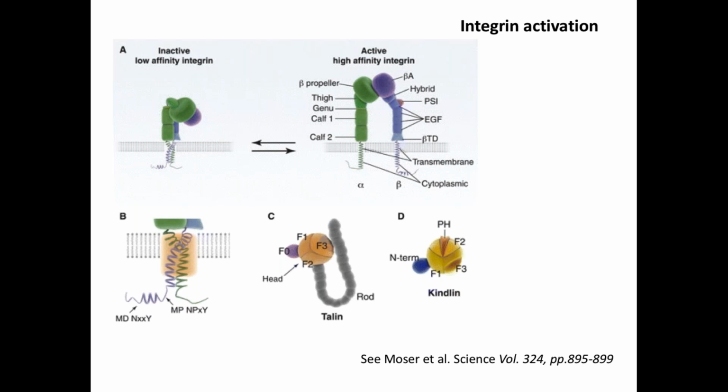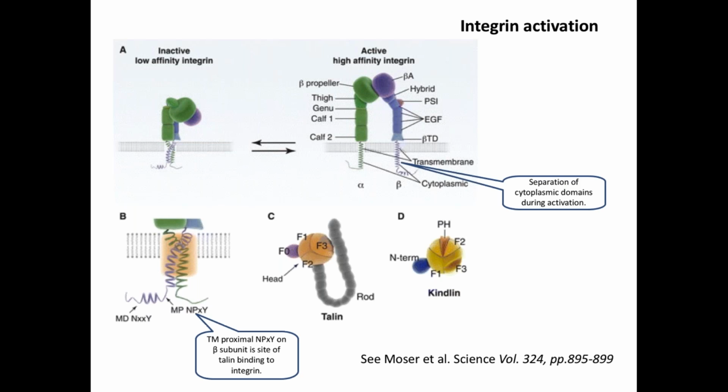And that's really important because this region of the exposed tail is the binding site for talin. So when you pull on the integrin, you expose a binding site, talin can bind, and then you can start transducing that force into the cell, as you've heard about before.